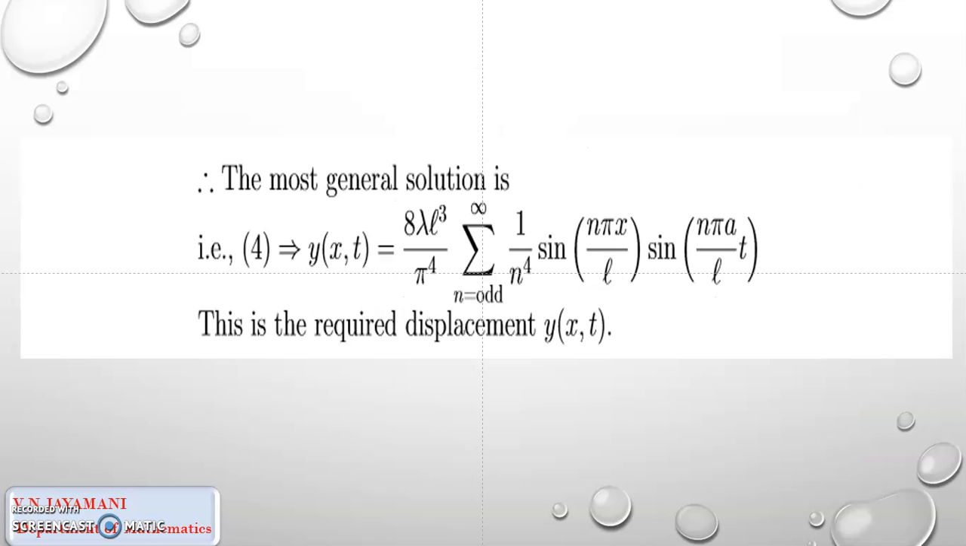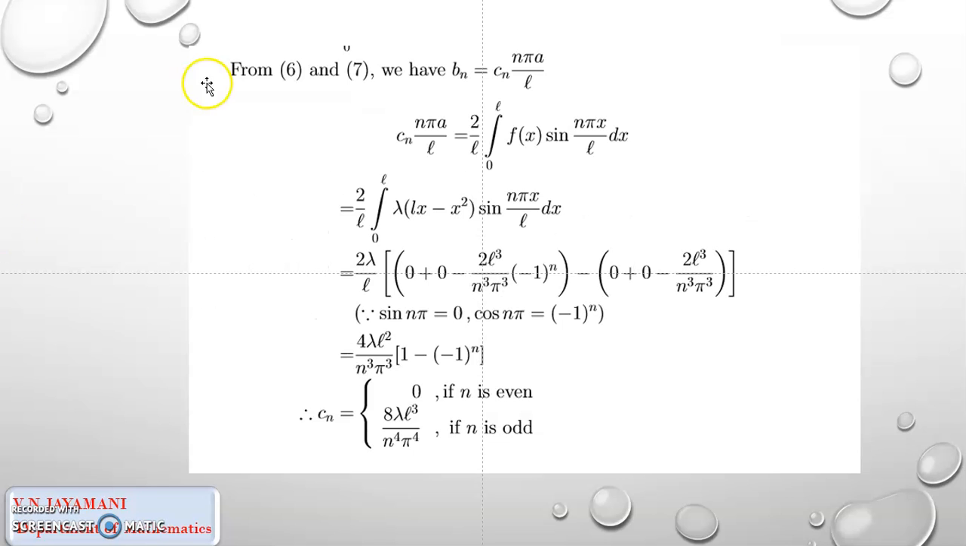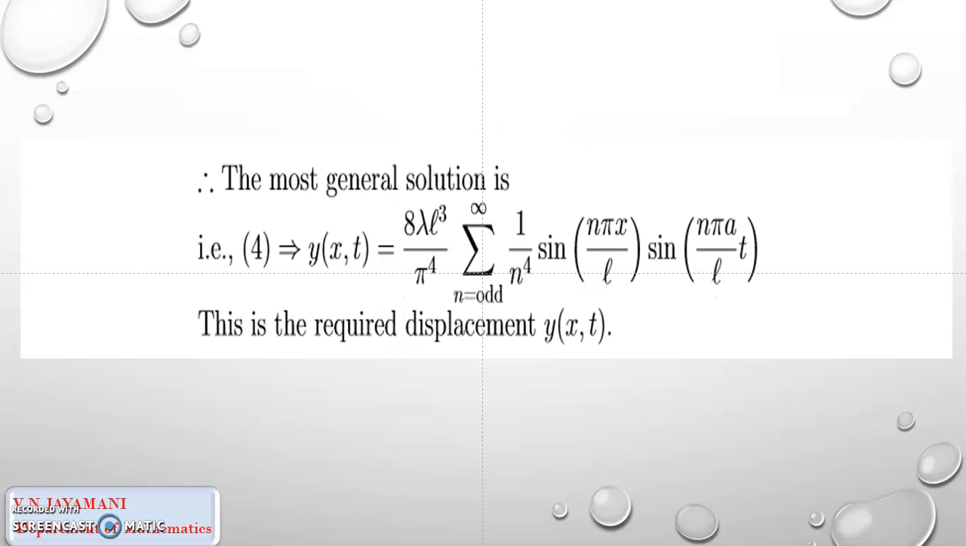Therefore, the most general solution is: cross multiply that Cn value, that is the Cn we have, by n pi a by L. So cross multiplying, we get 4 lambda L cube divided by n power 4 pi power 4 into a. That is what is written here, n power 4 pi power 4 a. The most general solution is y of x comma t is equal to, substituting the Cn value, so we get the result.